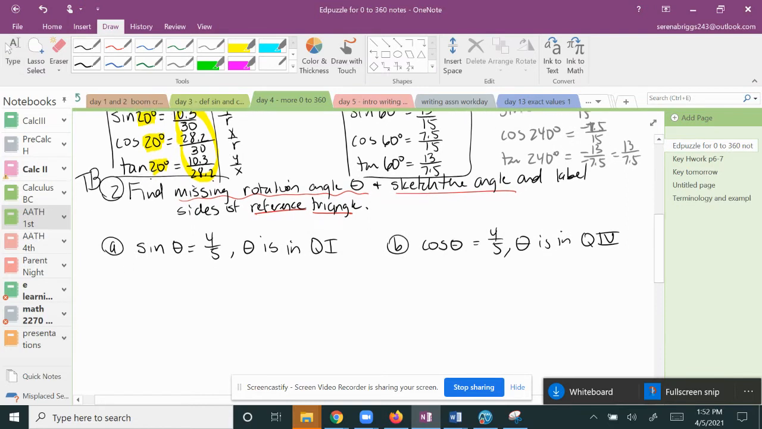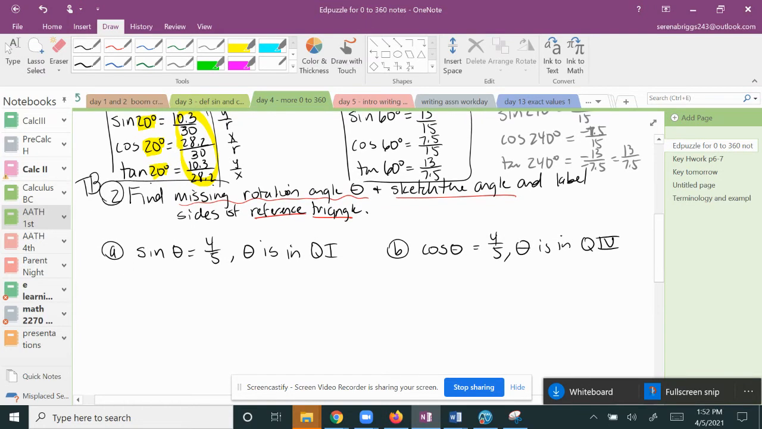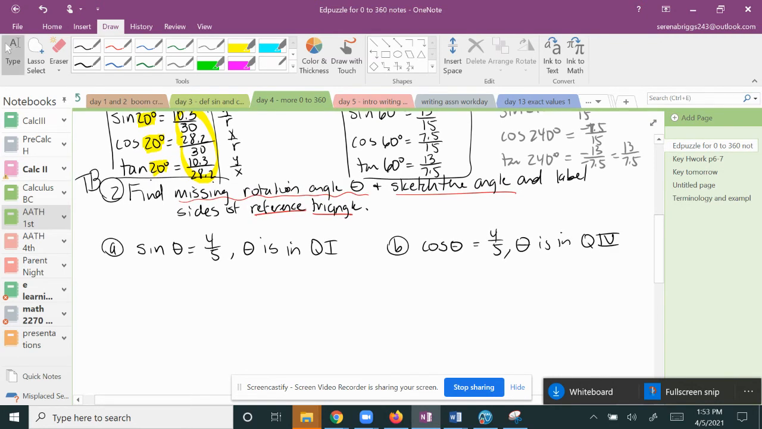For part B, I want to find theta. I'm finding the missing rotation angle and sketching the angle and labeling the sides of the reference triangle. So really what I'm trying to do is solve this trig equation: the sine of theta is 4/5, but they tell me something about the rotation. The rotation is in quadrant 1. So when I draw a picture of it, I want to draw a rotation where the y coordinate is 4 and the radius is 5. So a circle with radius 5, okay?